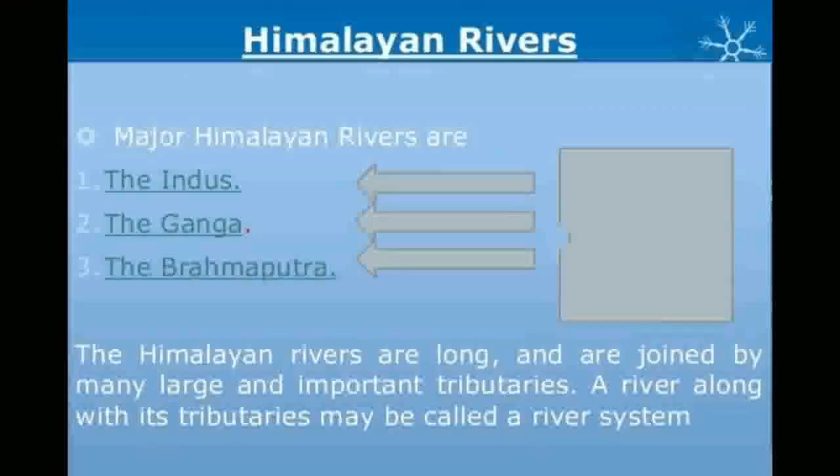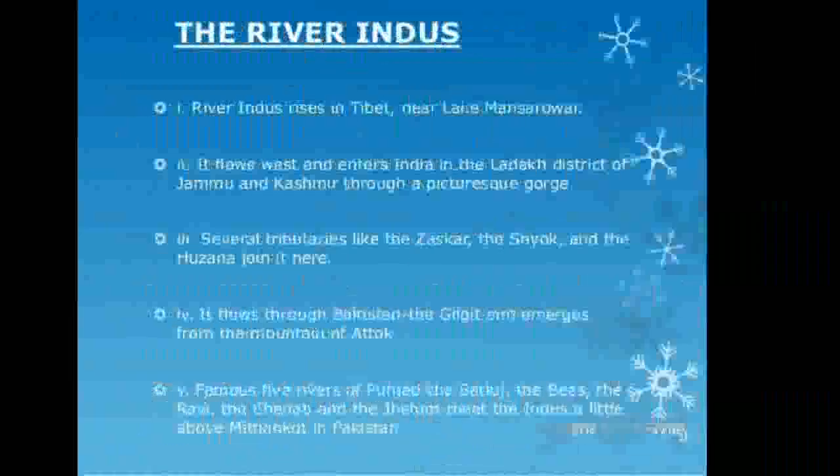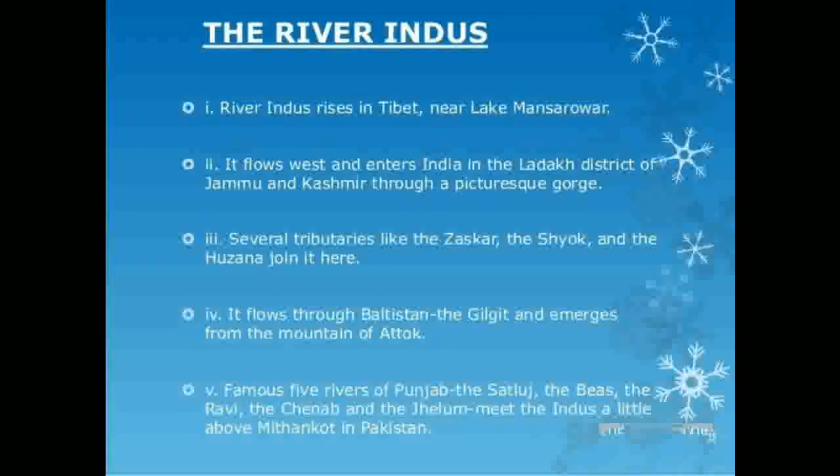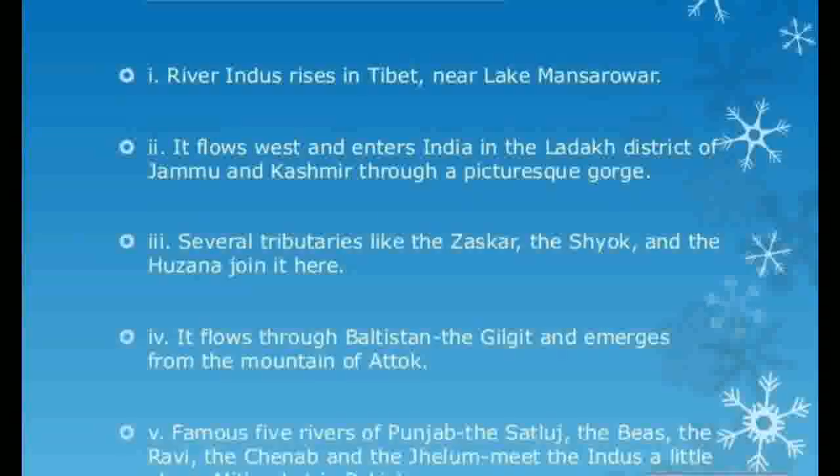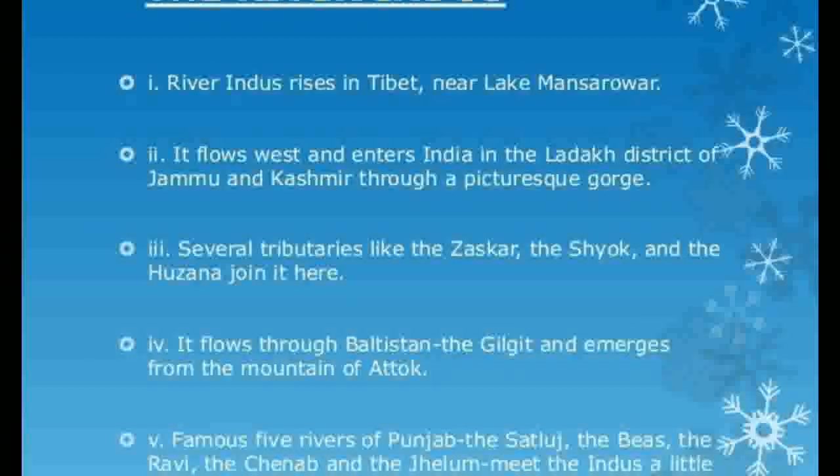Now the three important rivers of the Himalayan region include Indus, Ganga, and Brahmaputra. These rivers are also joined by a number of tributaries as their river course is very long. Now the river Indus is one of the most important rivers in the world. It has its source in Tibet near Mansarovar Lake.